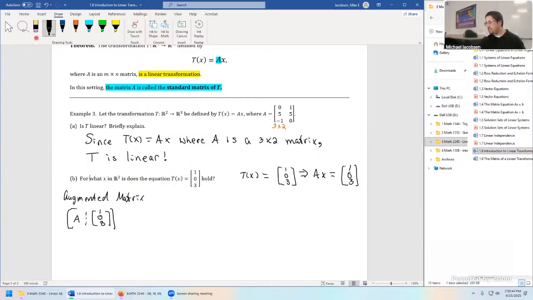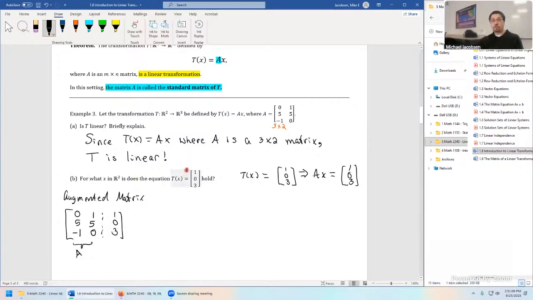That's probably not the best notation. Let me find a better way to write that in. Let me go 0, 5, negative 1, 1, 5, 0. And I'll just indicate that that's the matrix A in this kind of way, augmented with 103.